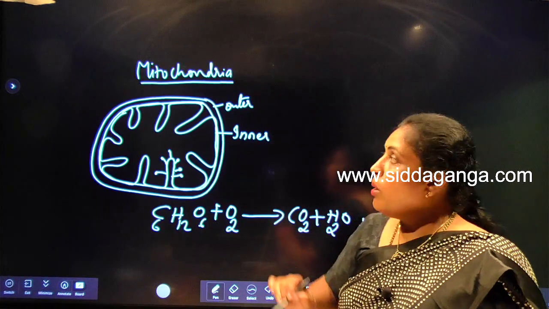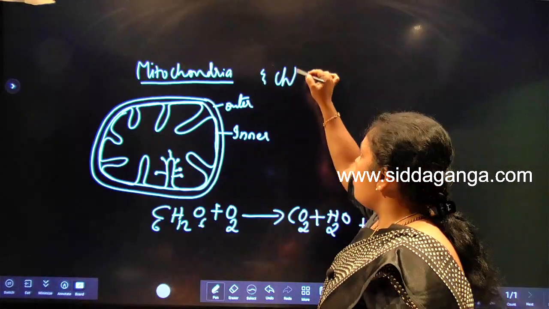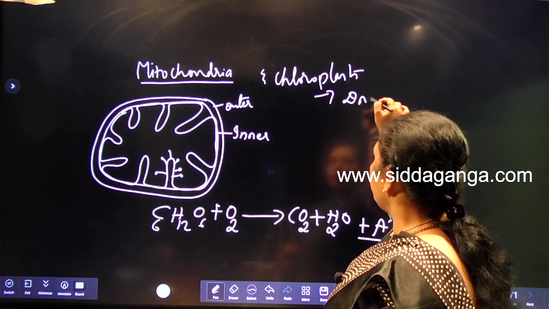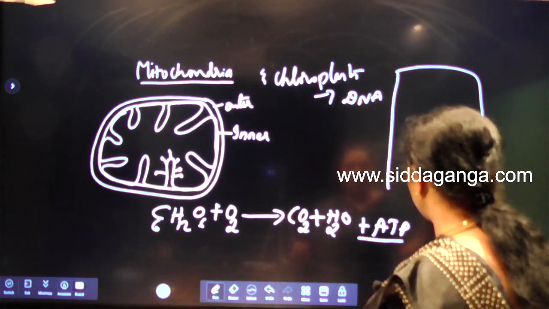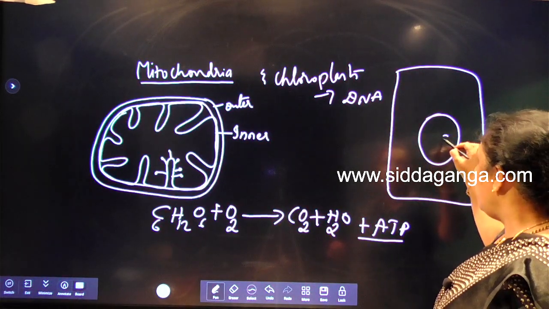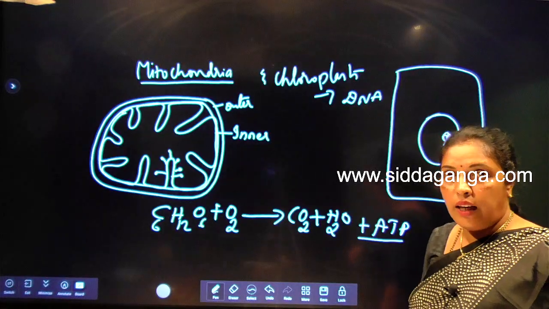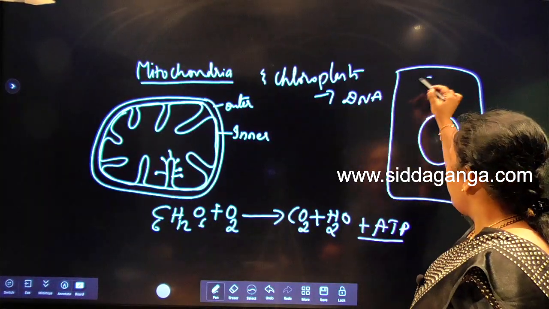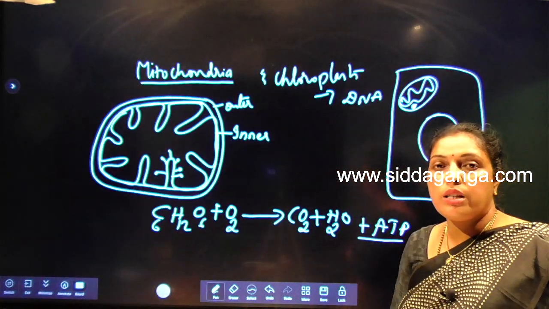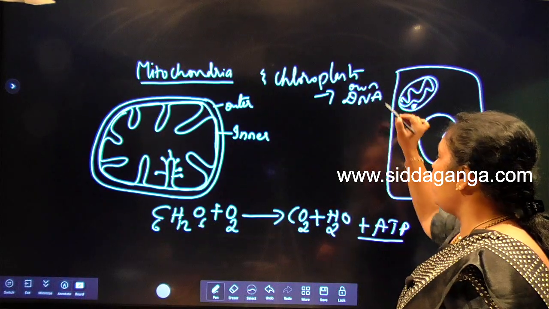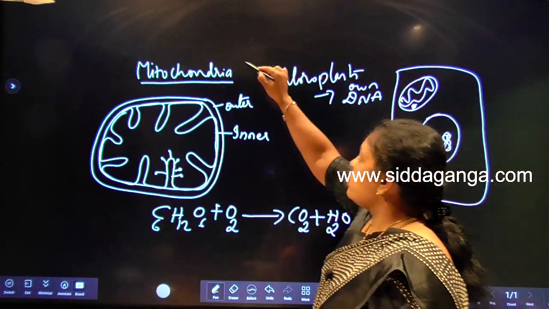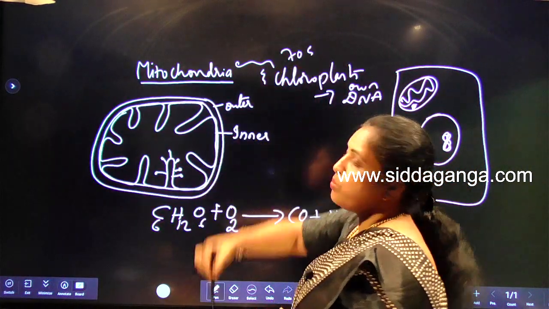One thing we have to remember about both these structures, mitochondria and chloroplast, is that they have their own DNA. So this is a cell. Inside the nucleus we see chromatin DNA. Apart from this, the mitochondria also have their own DNA, and chloroplast also has its own DNA. They have their own DNA apart from the genomic DNA, and these two structures have 70S ribosomes.